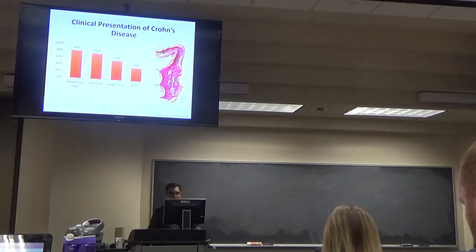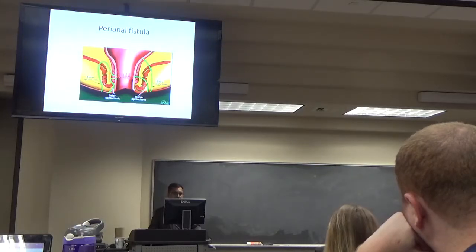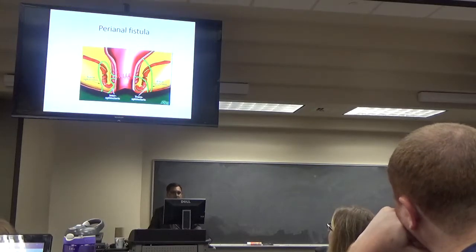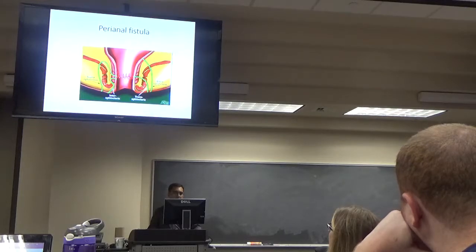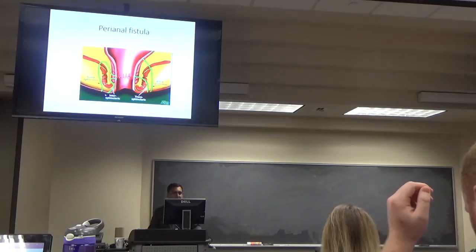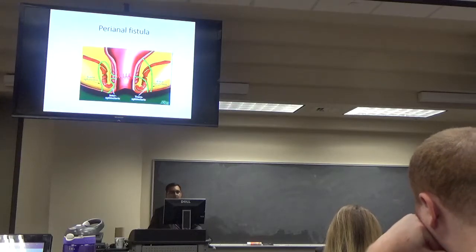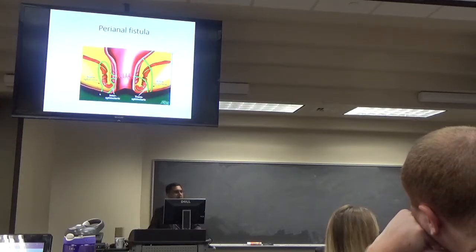Typically, Crohn's disease presents with abdominal pain. This is how a perianal fistula looks. These are abnormal openings from the rectum to the skin. Typically, patients complain that they are having a lot of tenderness around their rectum or perianal area. They get a lot of fecal drainage because the feces track to this and come out. So pain and drainage is the most common symptom of perianal fistula.